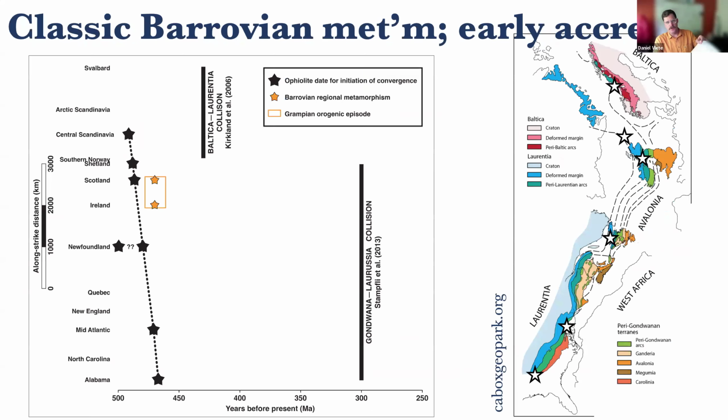So using this, we can put a little box here on this plot showing the timing of the Barrovian regional metamorphism and the associated Grampian orogenic episode. This is the time from the 478 million year age to the 461 million year cooling age. And so we have an orogenic episode here, which is associated with Barrovian regional metamorphism.